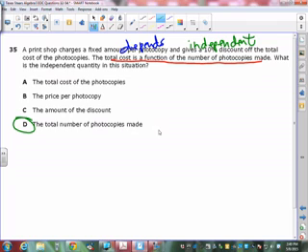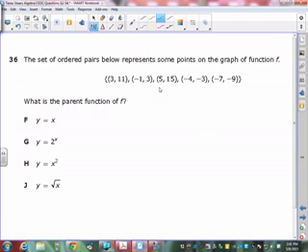A lot of times in an independent-dependent variable situation, the thing that you have the most control over is going to be the independent variable. Here you can choose how many photocopies you want made, but you do not have control over the cost. The cost is going to depend on the number that you had made. So that's why independent is done that way.